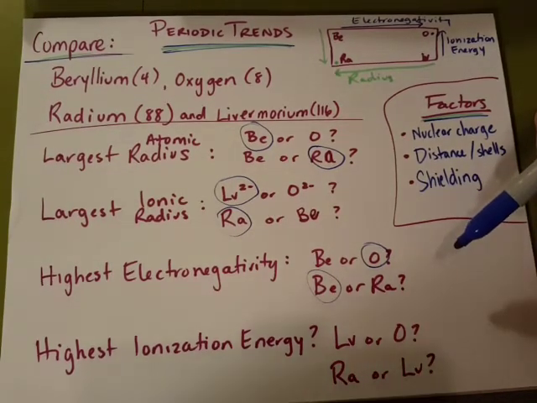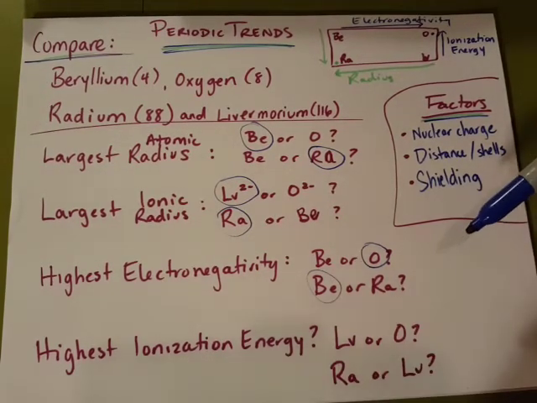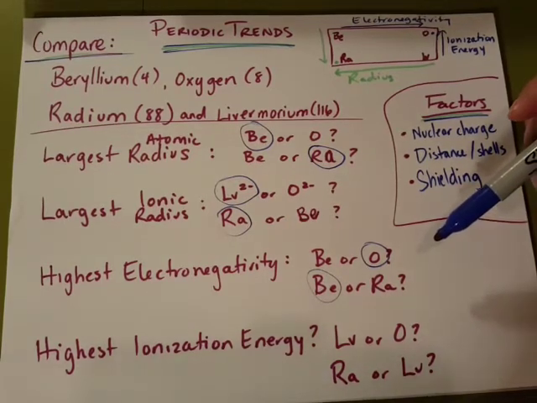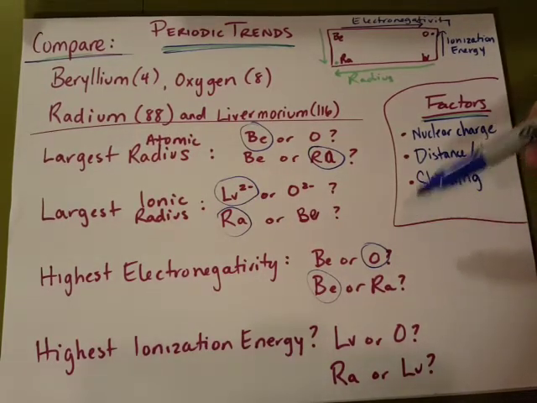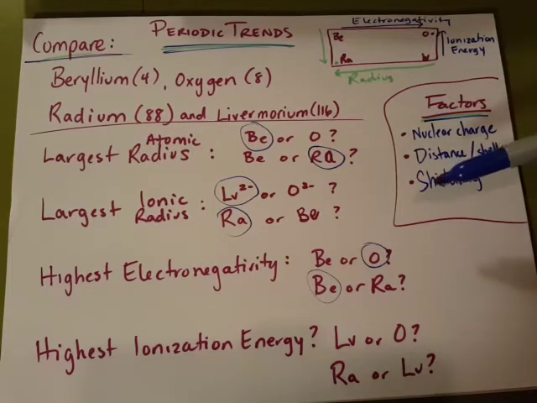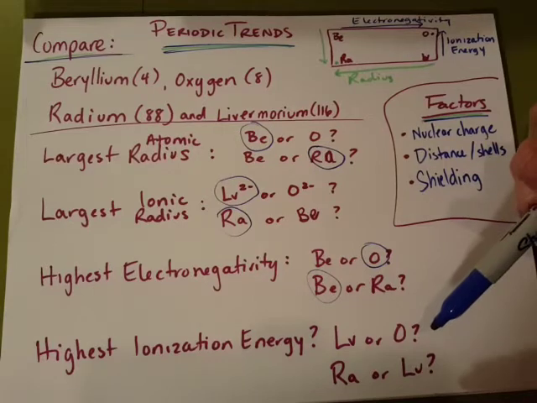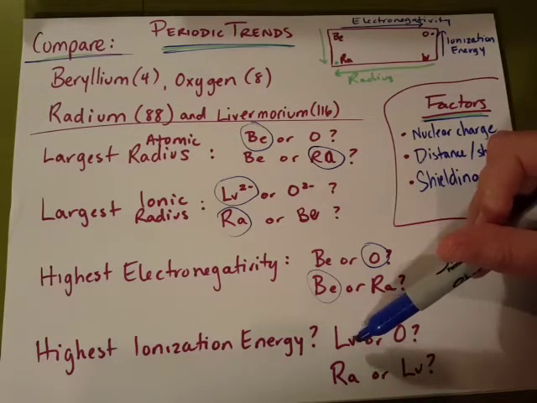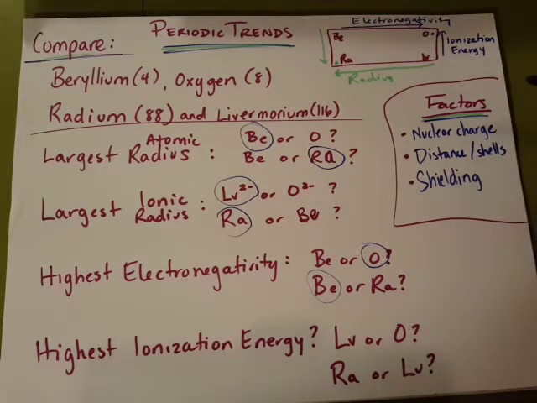Ionization energy is the energy required to remove one electron. And so we can have first, second, third. So here we're going to be just speaking to the first ionization energy. How much does it cost in terms of energy to remove one electron from livermorium or from oxygen?